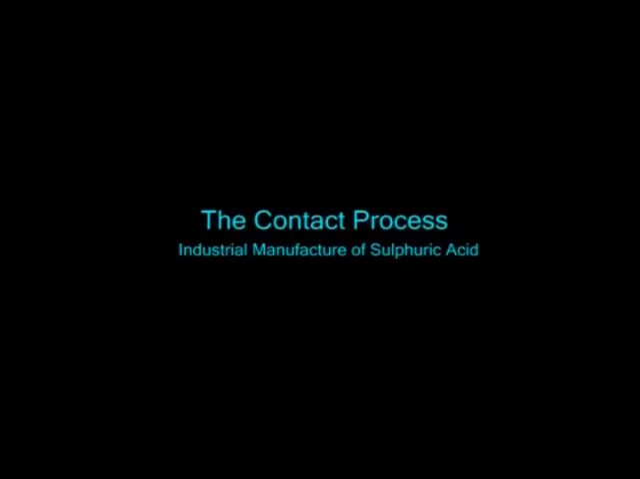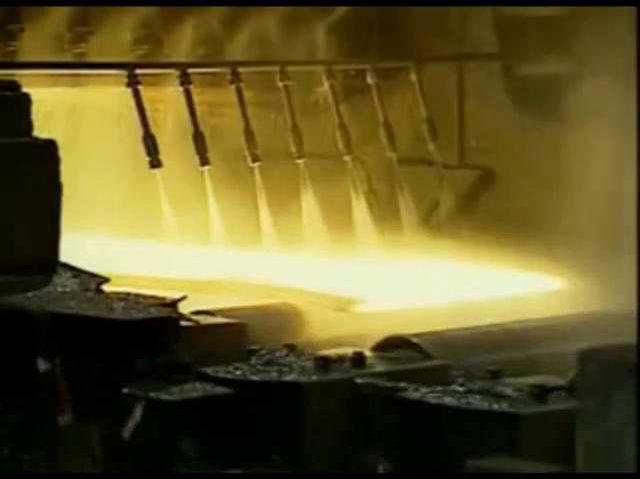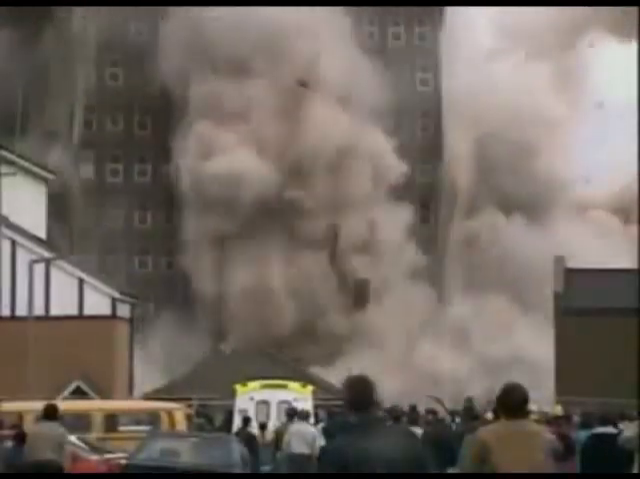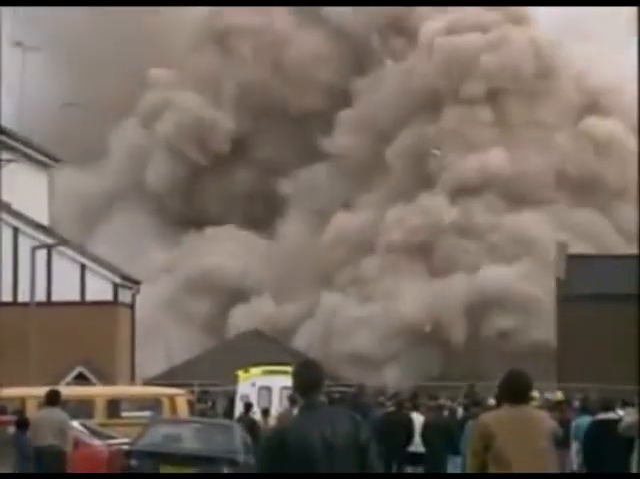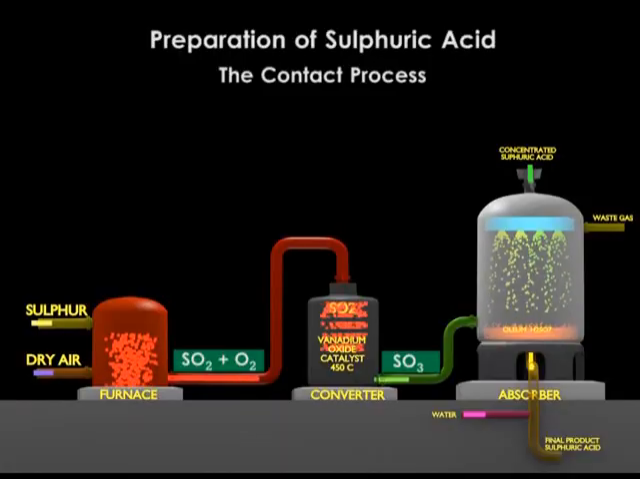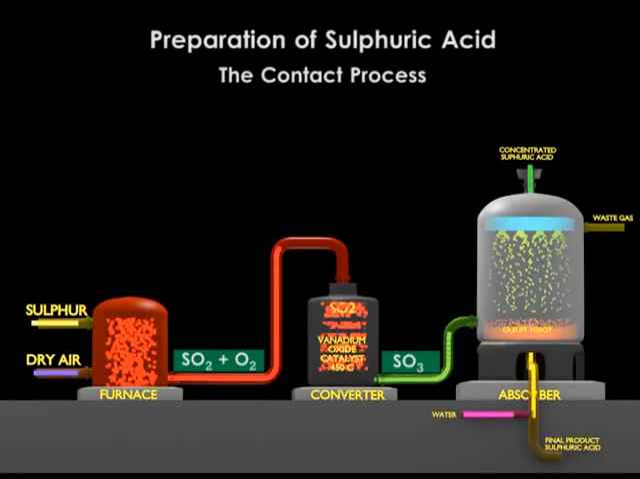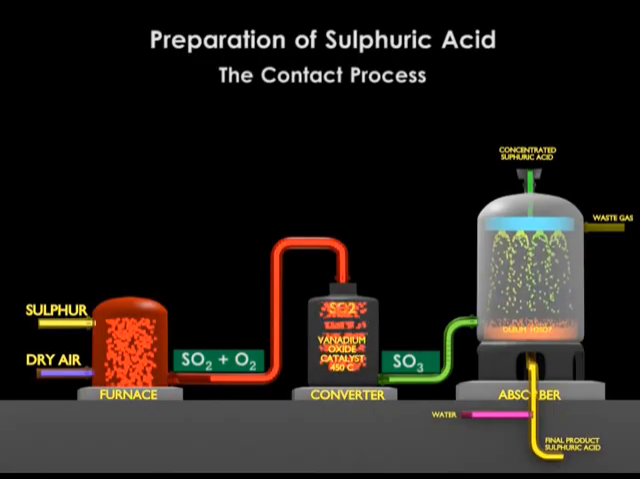Industrial manufacture of sulfuric acid. The contact process. Sulfuric acid is used in a wide range of processes. It is used in metal reactions, drug manufacture, paints, and making of explosives. Now here is a schematic animation of the major parts of the contact process.